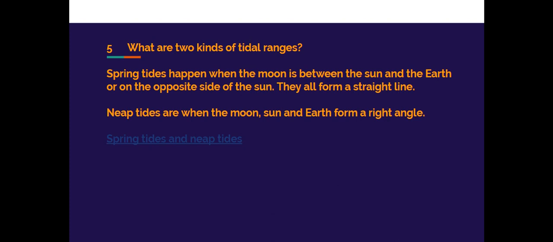Spring tides happen when the moon is between the sun and the earth, or on the opposite side of the earth from the sun. They all form a straight line. Neap tides are when the moon, sun, and earth form a right angle.